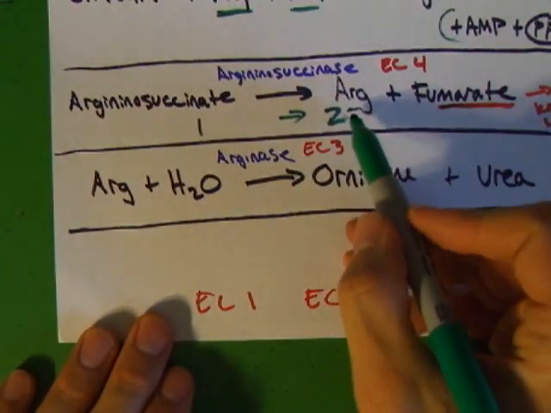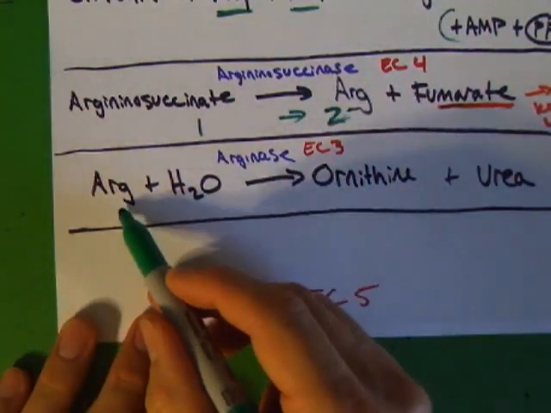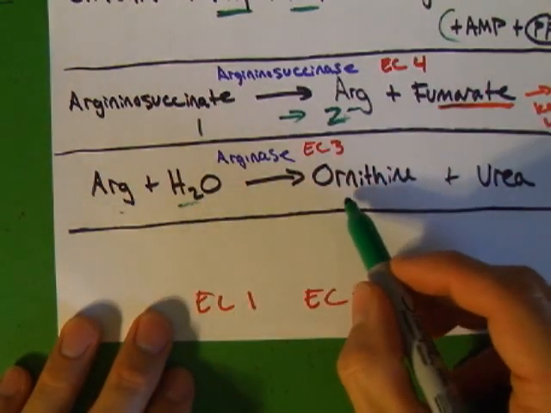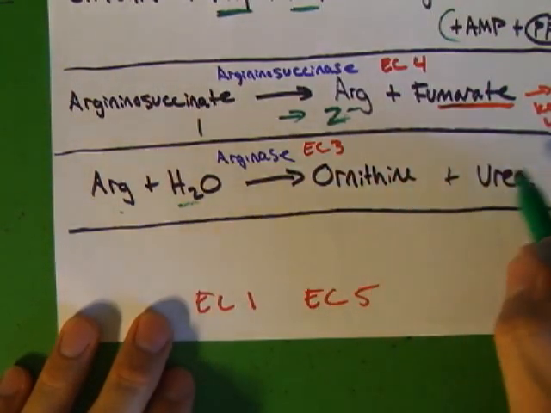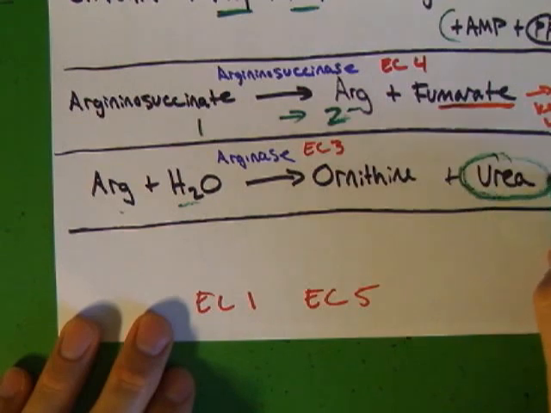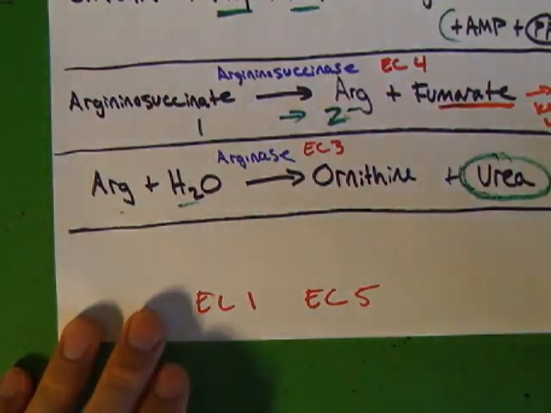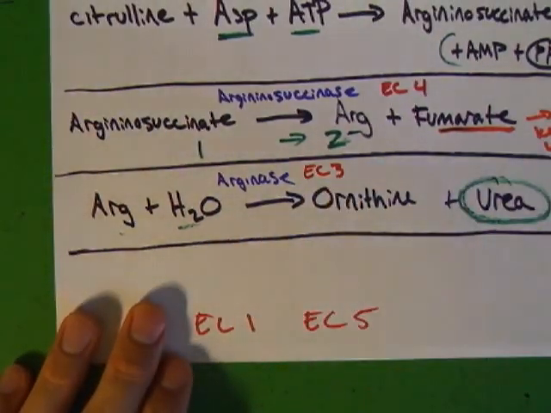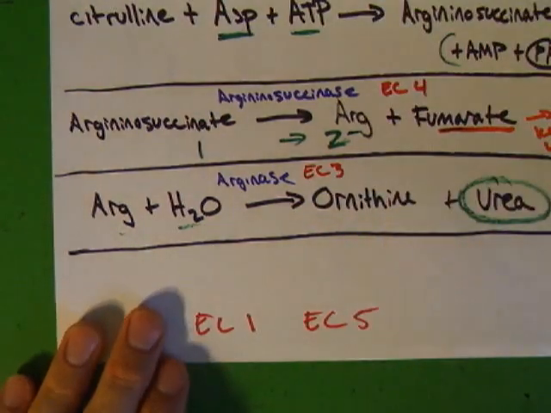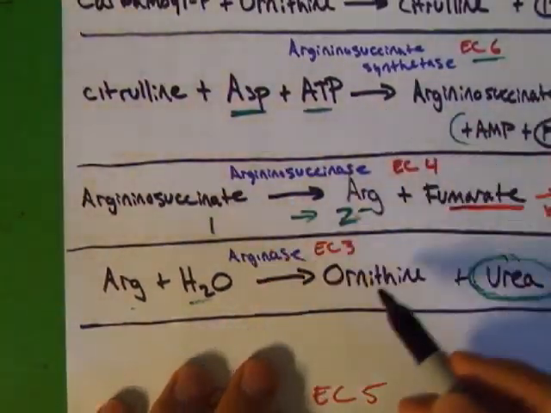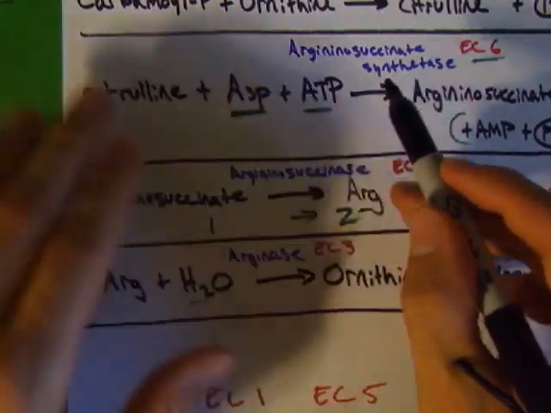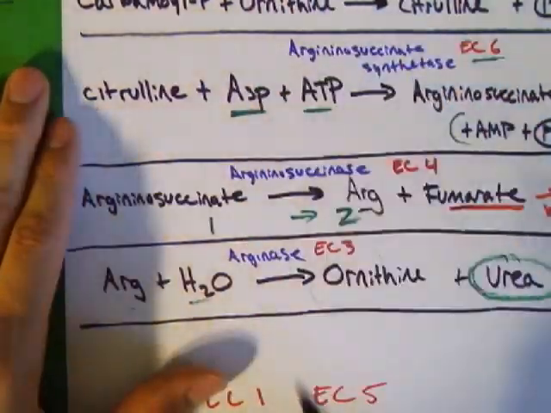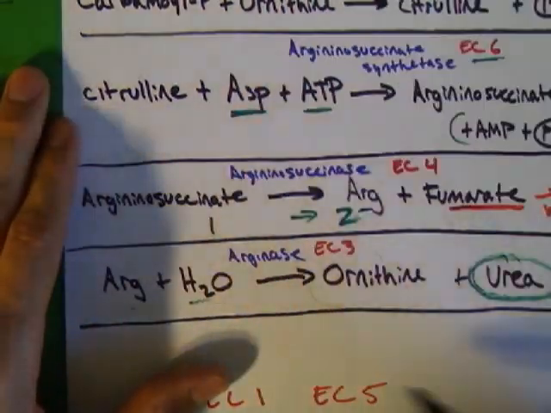The arginine is what's going to react in the last one. We have a hydrolase reacting with water to form the ornithine, plus the whole point of the urea cycle is to make urea. Hydrolase, class 3. And then this ornithine, if we were to draw this out in circular form, this ornithine would be ending up here again. So it's a recycled metabolite.